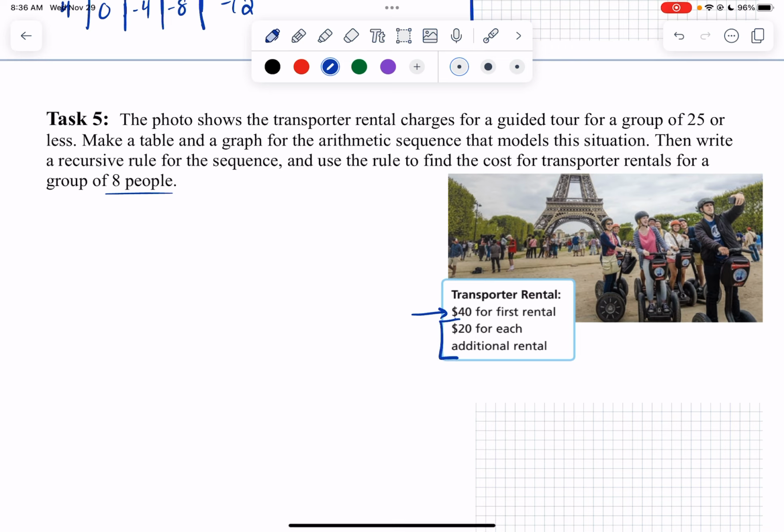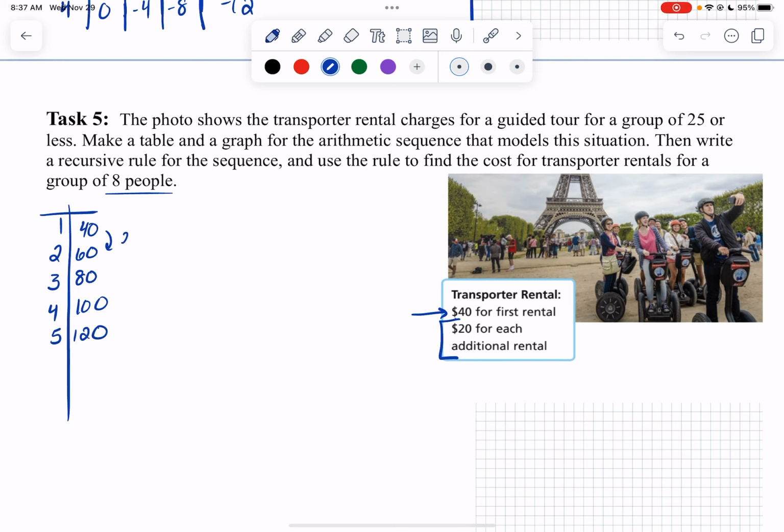So I'm going to go ahead and create a table. I like vertical tables just because they take up less room on my paper. So for the first person, it's $40. For 2 people, it's going to be an additional 20, so that would be 60. For 3 people, it's an additional 20, 80. For 4 people, an extra 20. 5 people, an extra 20. So we can see here my common difference is 20.